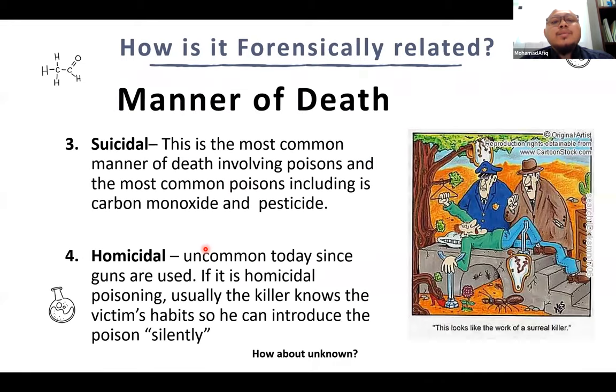Then suicidal is the most common. If the victim themselves took the chemical knowingly and voluntarily, that is what is meant by suicidal. The most common poisons include carbon monoxide and, for example, paraquat, or also rat pesticide. And the other manner of death is homicidal, when somebody else uses the poison intentionally to cause harm to the person, with the intention of murder.